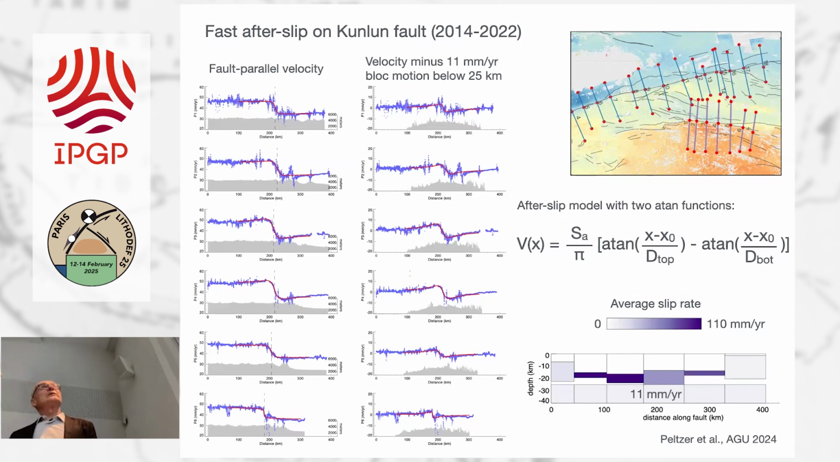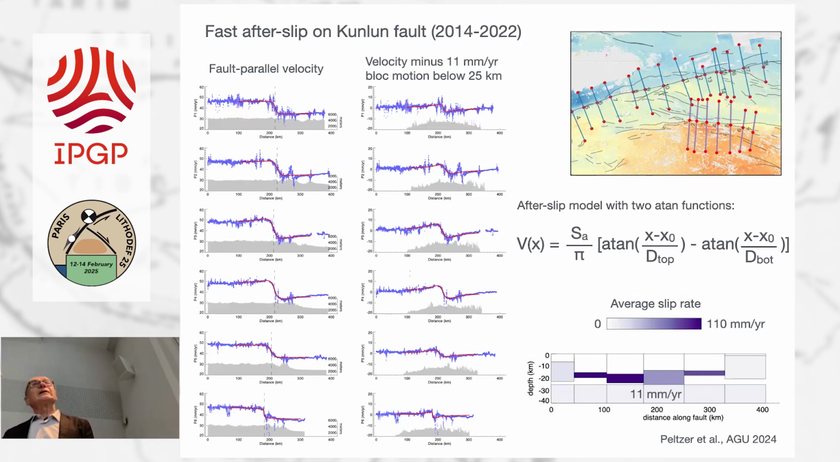And if you model that in a very simple way, what I did here is I removed the long-term 11 millimeters per year, which is well established on the Kunlun Fault from the data. That's what we get. That's the residual. And we can say that this is the transient signal that we want to model. And we model that with the difference of two arctan functions, one of them constraining the top of the creeping part, and the other constraining the bottom of the creeping part.